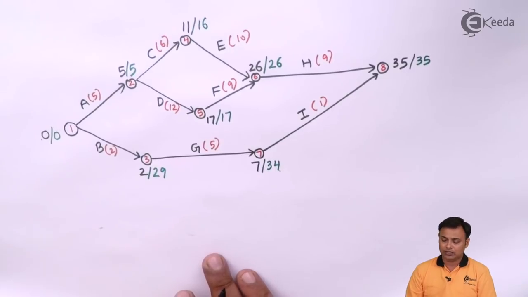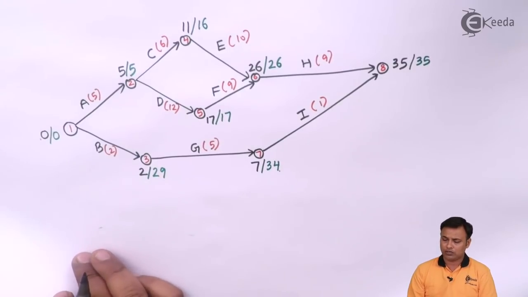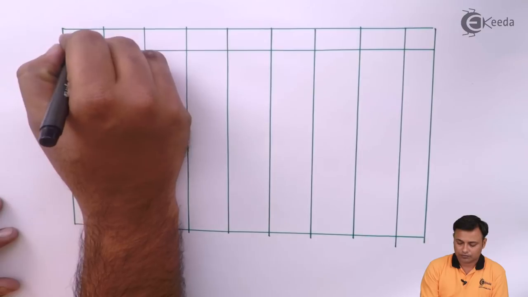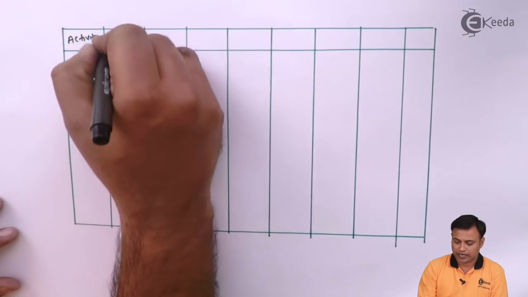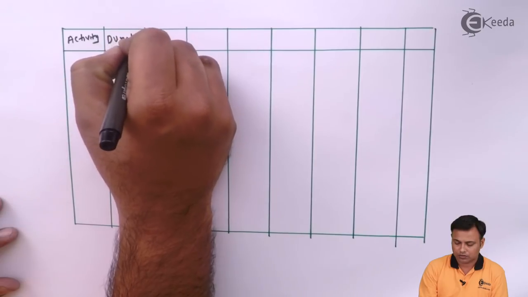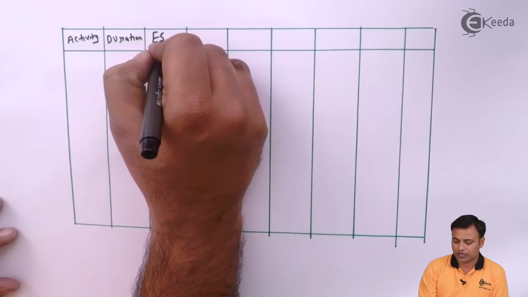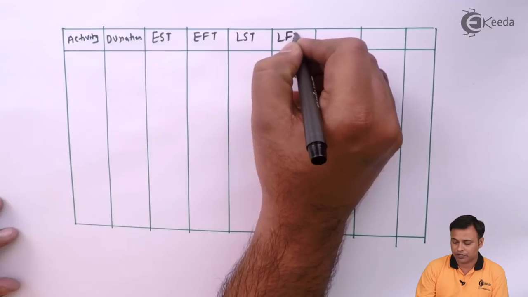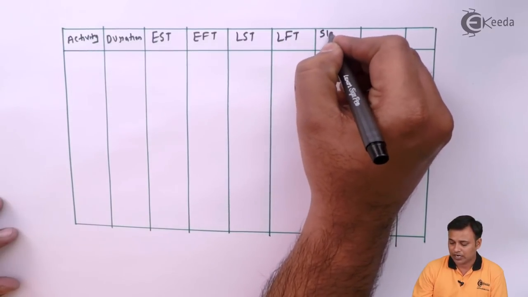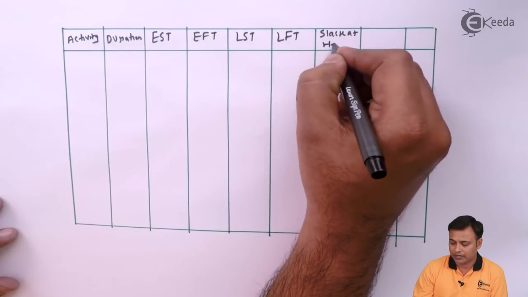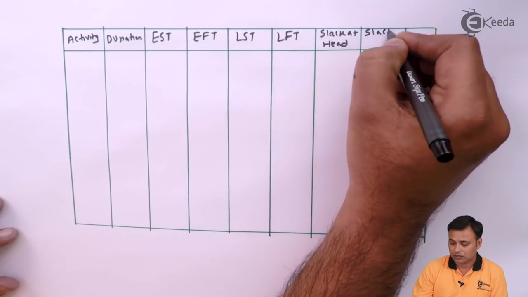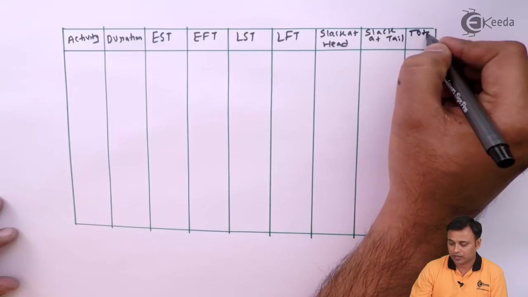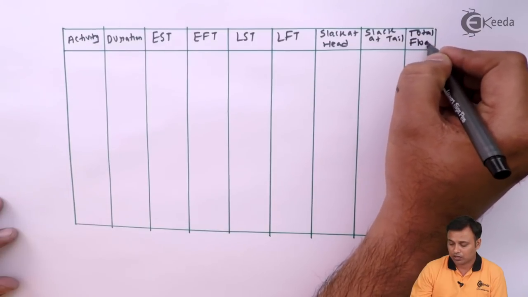The next thing is drawing the table to calculate the floats and identify the critical path. Note the activities first. Here is my activity, here is my duration. And then this is my earliest starting time, earliest finishing time, latest starting time, latest finishing time. And then this is my slack at the head, slack at the tail, and this is my total float.